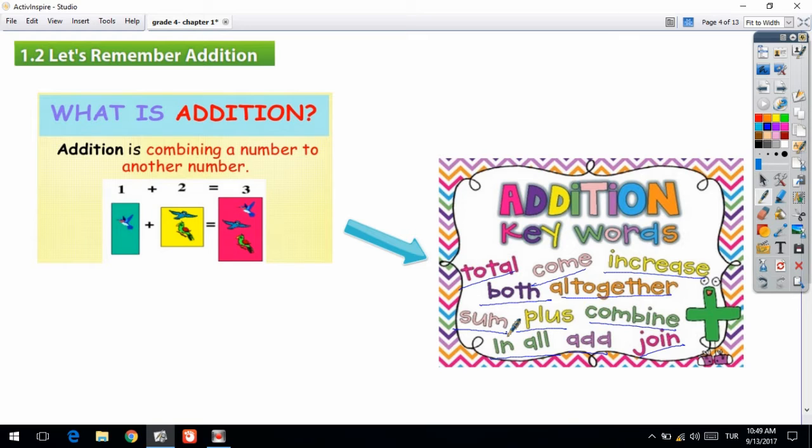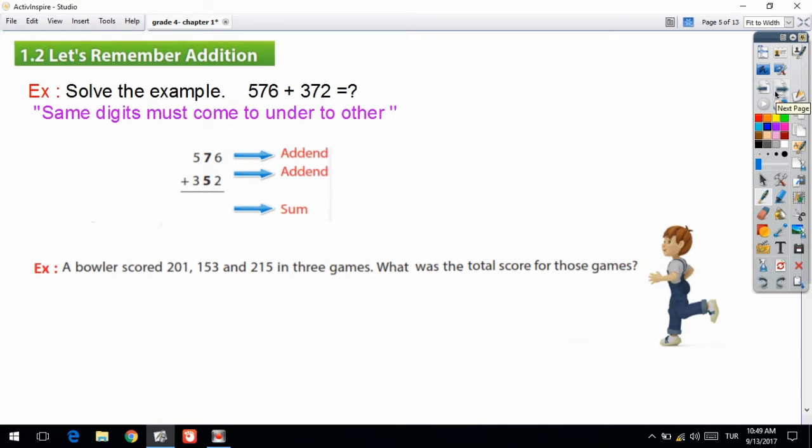So what is addition? Addition is combining, collecting. Combining a number to another number. For example, there is 1 bird, there is 2 birds. How many birds do you have all together? How many birds do you have totally? How many birds do you have in all? So your answer will be here. 1 plus 2 is equal to 3, so 3 birds you have. Let's continue.